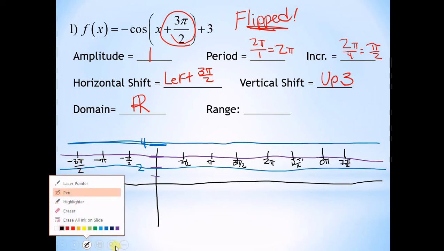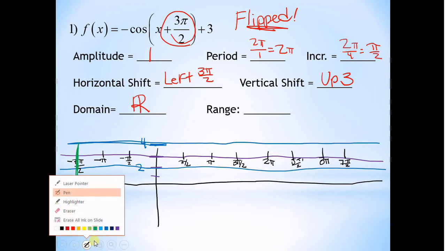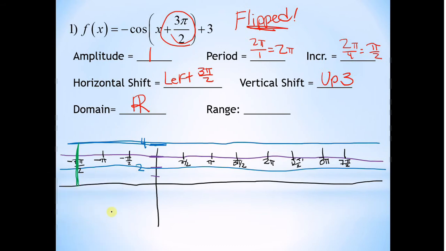Now to mark in my new y-axis, I'm going to mark in with green because that was my horizontal shift, remember? So I'm going to put in some green here. That's going to be my new y-axis. So now I get to graph my function.